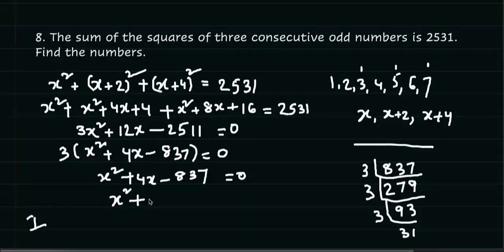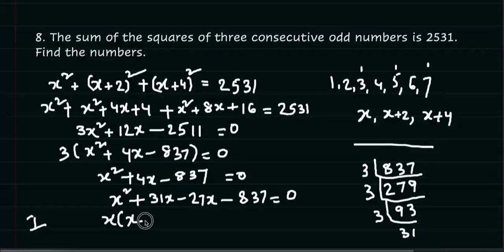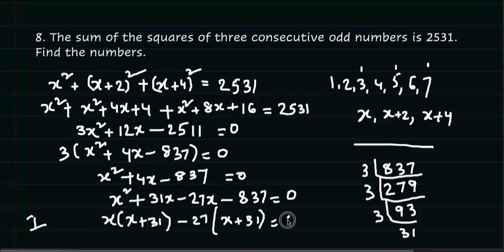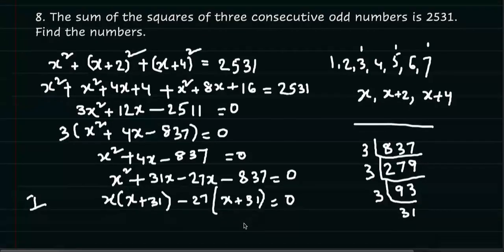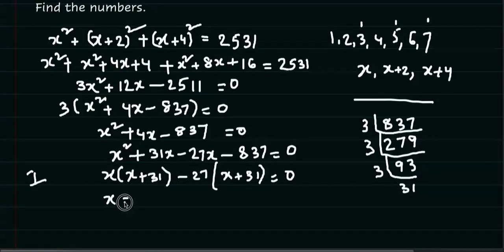x square plus, since it is positive, I will take 31x first. Then minus 27x minus 837 equal to 0. So x common, x plus 31, minus 27 common, x plus 31. So the value of x I am getting is x equal to 27. So I will take this value.